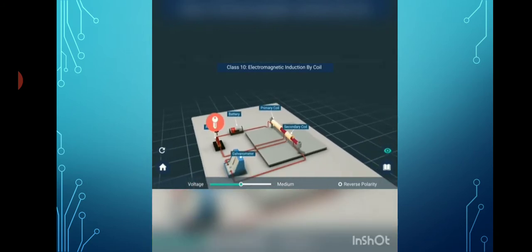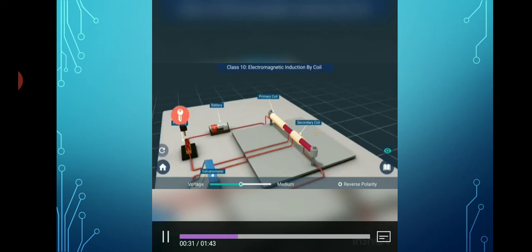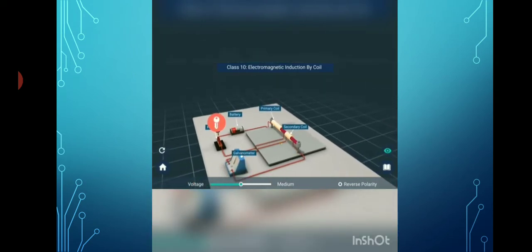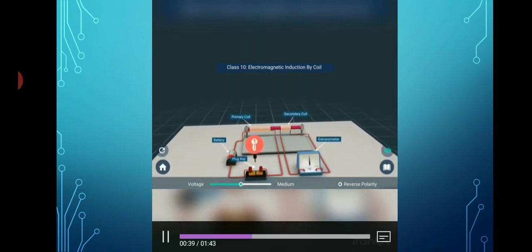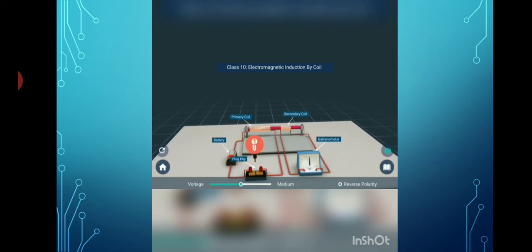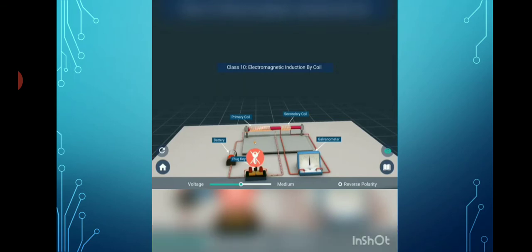Then coil 2, that is the secondary coil, is connected to the galvanometer, and the first coil is connected to the battery. Okay, here coil 1 is connected in series with the battery and a plug key, and coil 2 is connected to a galvanometer. Okay, now plug in the key, observe the galvanometer.